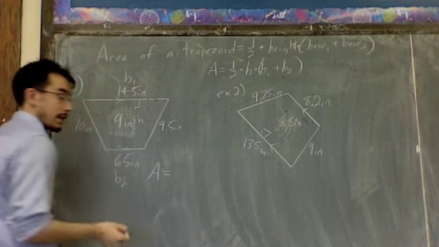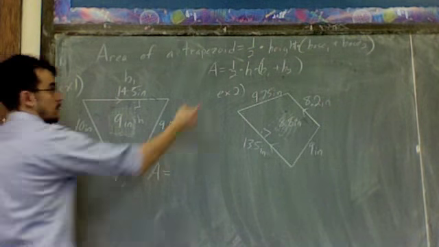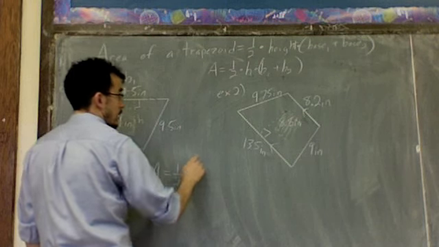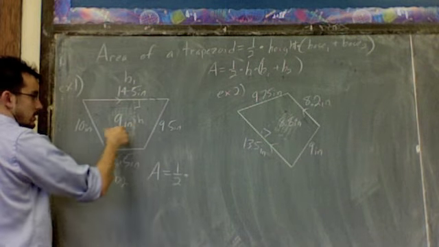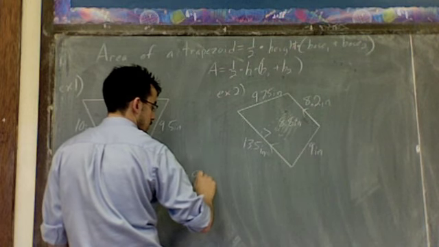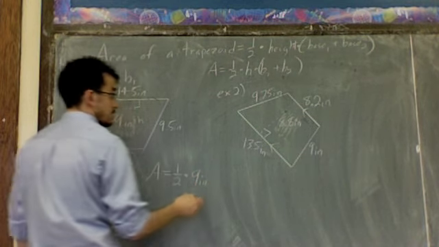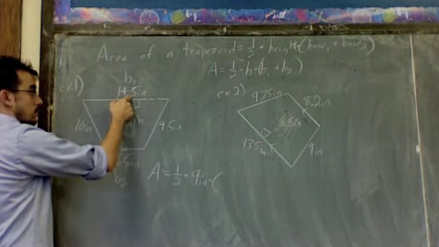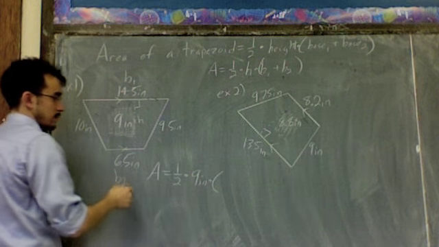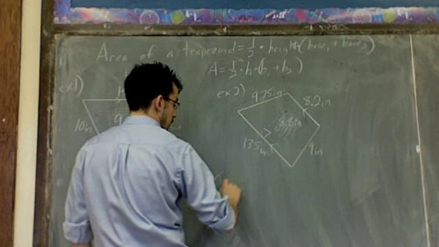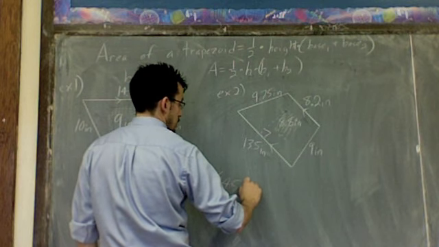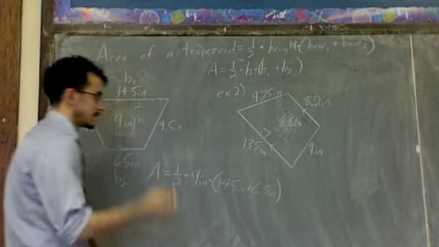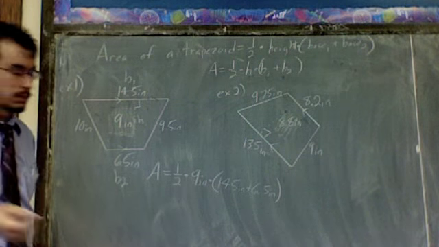So I don't know the area, that's what I'm figuring out, so I write A equals. Well, the first thing in the equation is the 1/2. And then I multiply by the height. And we said the height was 9 inches. So times 9 inches. And then times the sum of the bases, in parentheses. 14.5 was my base 1, 6.5 was my base 2. So 14.5 inches plus 6.5 inches. Okay, just a little simplification.